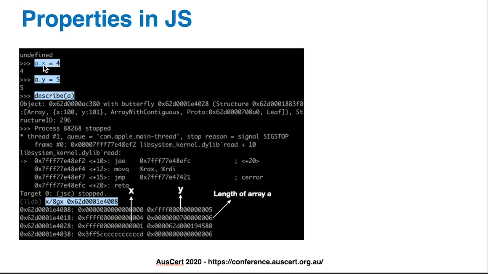So you can try it out yourself. You can define an object A, and assign some named properties to it. When you go to the butterfly address, which is 4028, you will see just on the left of it the public and the vector length, and then to the left of that is the first property, which is 4, and to the right of that is 5. Now to the right of the butterfly are the elements which were stored previously.